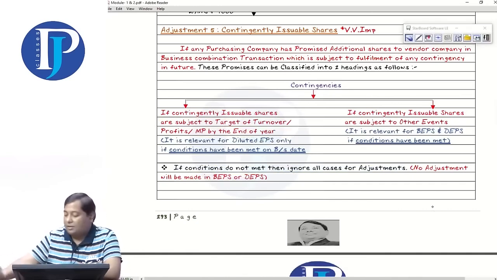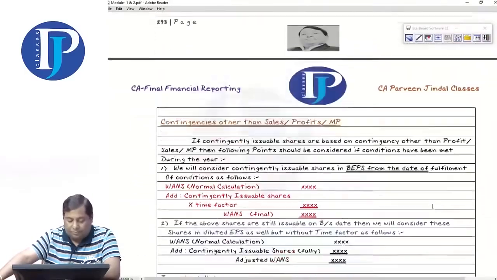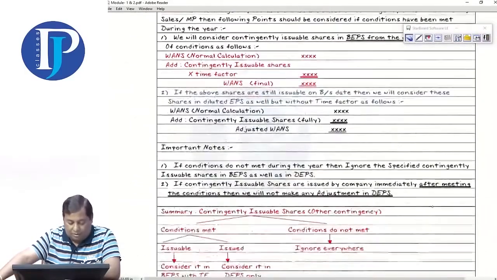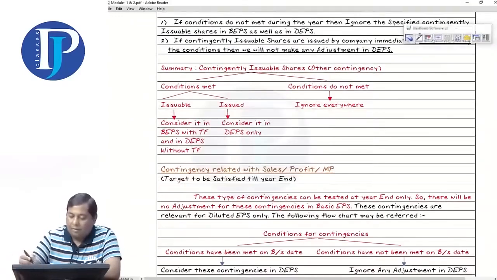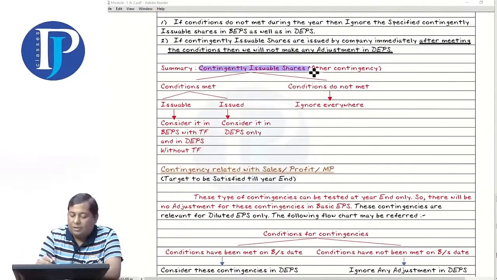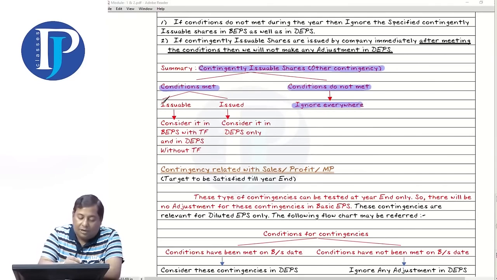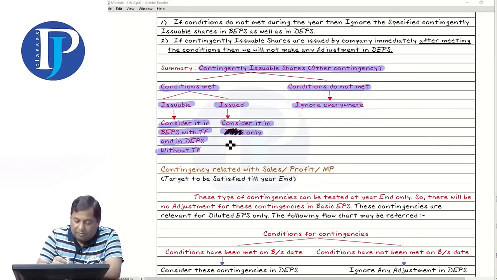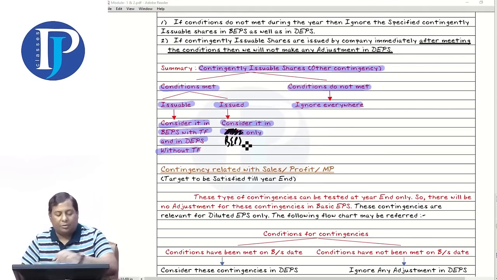Then I have also created its summary. Let me show you. Look, its summary. Contingently issuable shares, other contingency. If conditions are not met, ignore everywhere. If conditions are met and the shares are issuable, then in basic EPS take with time factor, and in diluted without time factor. If they are issued, then take it in basic. Let me correct it. Take in basic EPS. Basic is written in notes. There is an error in the summary.